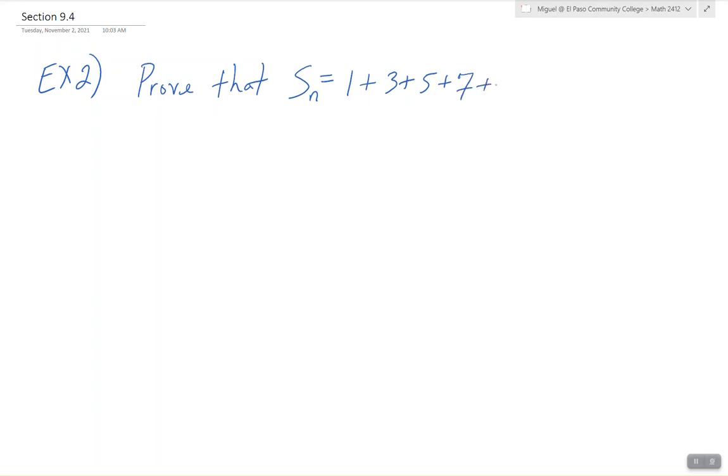So let's start with example 2, and this is how we use induction to prove something. They're asking us here to prove this sum, S sub n, is equal to 1 plus 3 plus 5 plus 7 plus ... The next number is given by this formula, 2n minus 1.